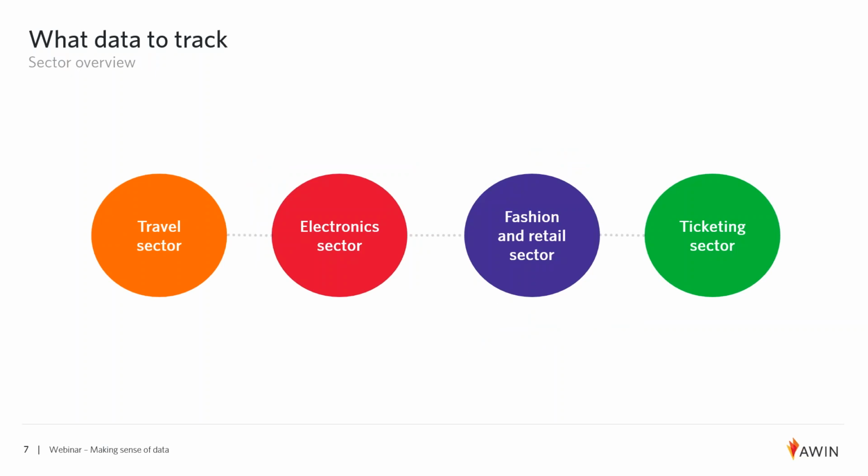So next we're going to deep dive into the different data points Awin can capture by vertical, looking specifically at the travel and airline sector, the electronics appliance sector, the fashion and retail sector, and the ticketing sector. Here I'm going to highlight some of the most used parameters and give some examples of how these could work in practice and feed into your overarching planning and strategy. Again, this is definitely a talking point to discuss with your account manager as the possibilities here are endless. Therefore, you really should anchor your thought process to a particular goal in mind.